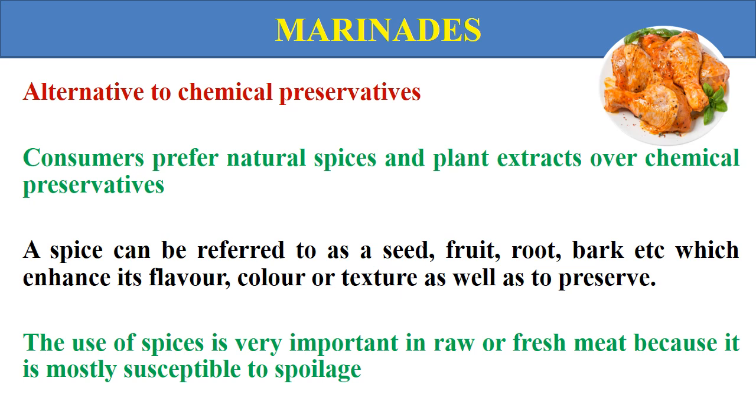Most of the spices are from the seeds, fruit, root or bark of different plants, which can enhance the flavor and color, and they also have some tenderizing effect due to the presence of some enzymes or other ingredients. So they can play a role in tenderization to some extent. The use of spices is very important in raw or fresh meat because it is mostly susceptible to spoilage. So this marination improves the quality and also protects the meat from pathogens.